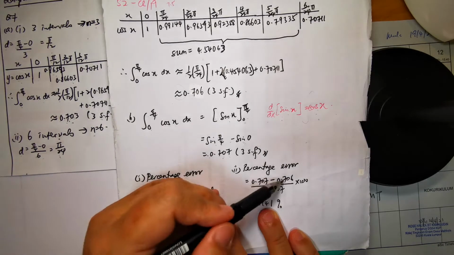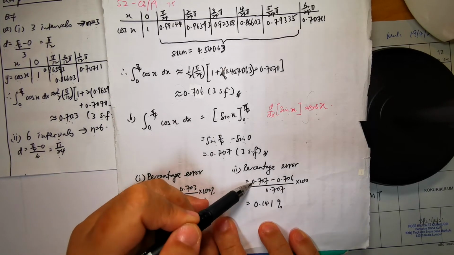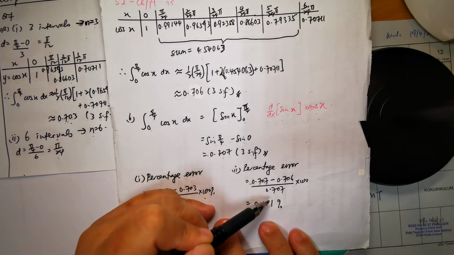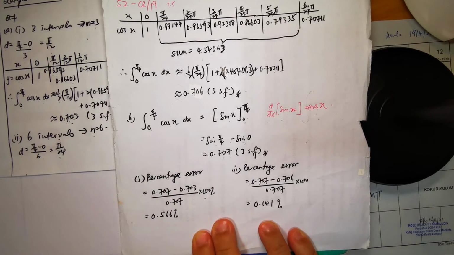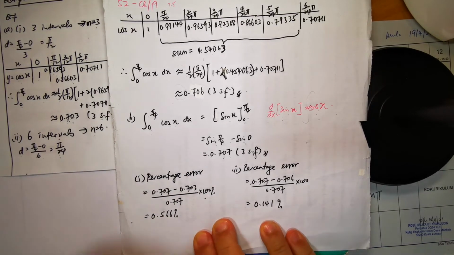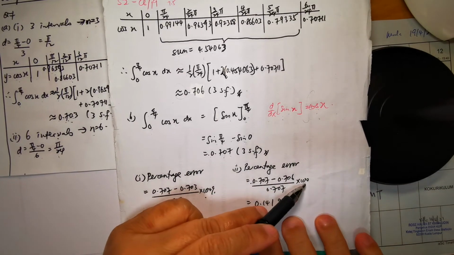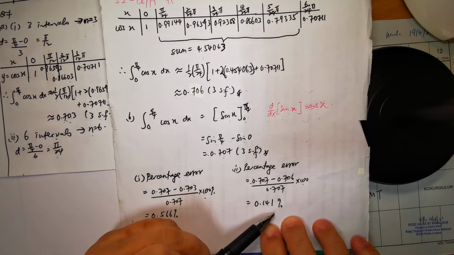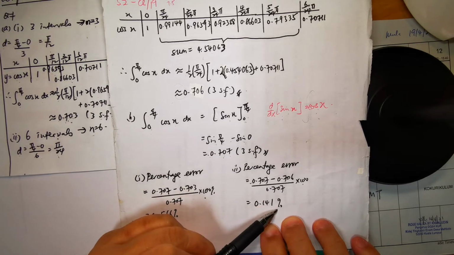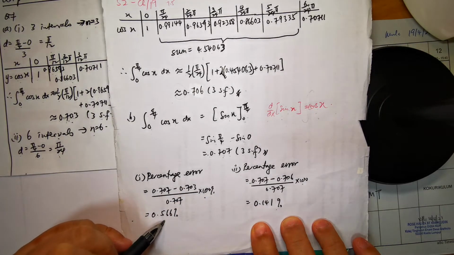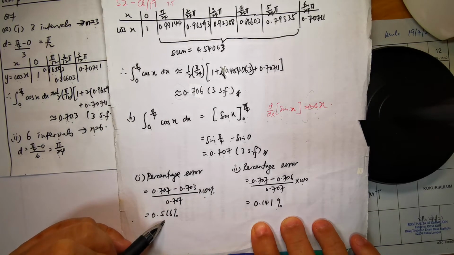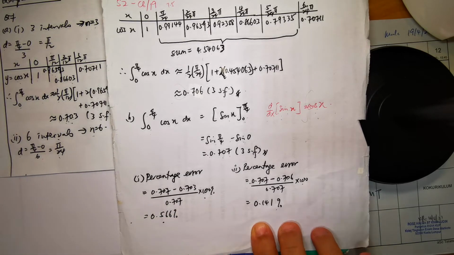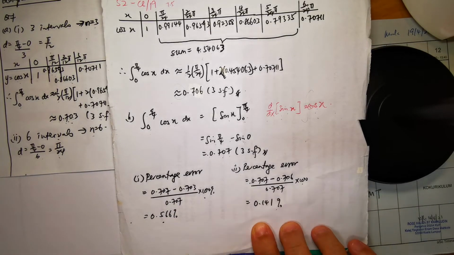We always use the bigger minus the smaller for the numerator part. But the denominator must always be the actual one, or the exact answer. Then when we change into percentage, it's only 0.141%. The difference is only 0.141%. So compared to 3 intervals, it's 0.5%, but this one is 0.1%. So it's closer, right? The error is smaller, right?